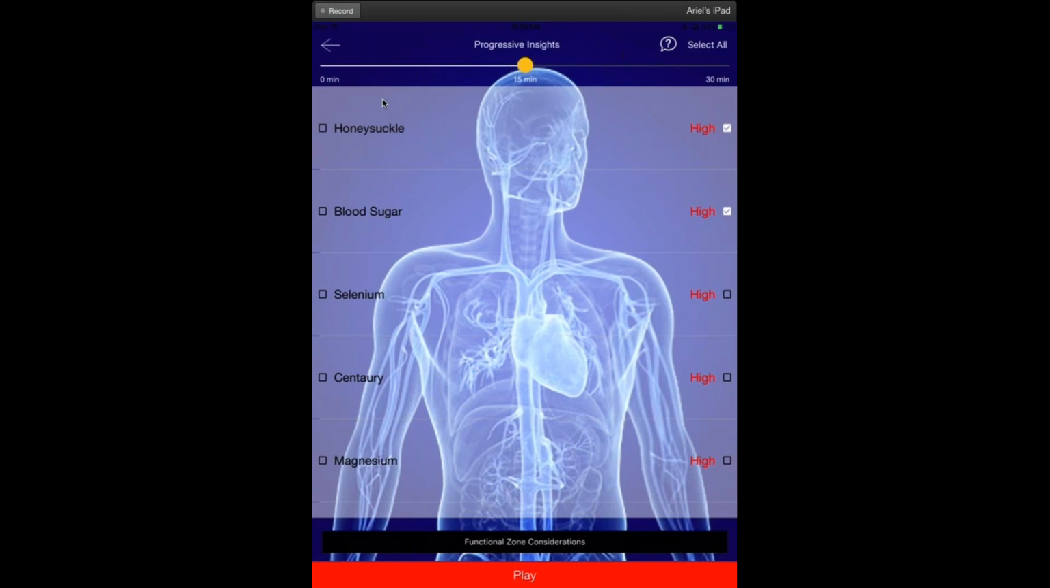Some blood sugar stuff, some selenium, the need to support the immune system. We have another flower essence. So these flower essences are coming up right at the top, meaning they're really, really powerful.